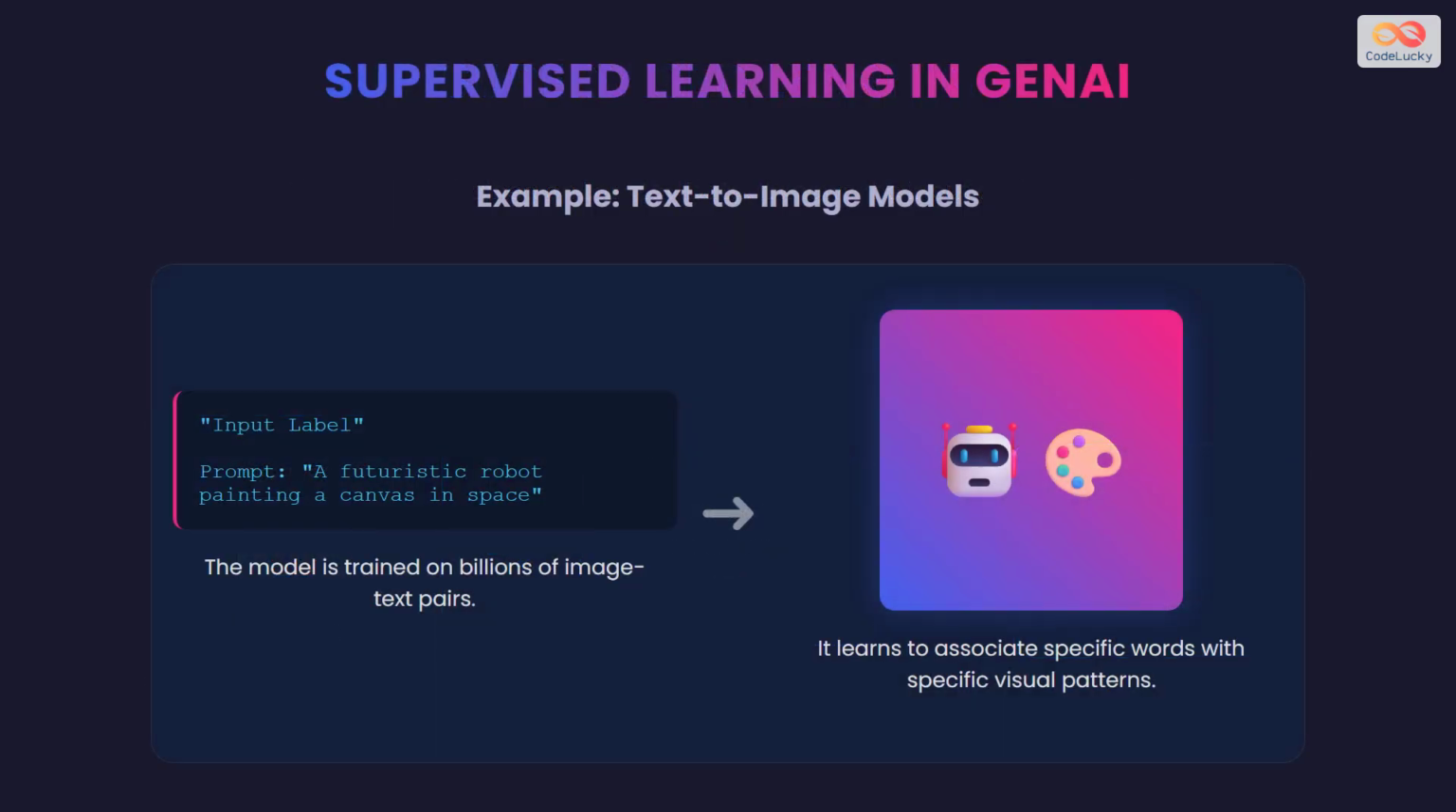In the world of generative AI, supervised learning is crucial for things like text-to-image models. These models are trained on billions of image-text pairs. If you type "a robot painting in space," the model knows what that looks like because it has seen millions of images labeled robot, painting, and space. It uses those learned associations to generate a brand new image that matches your description.